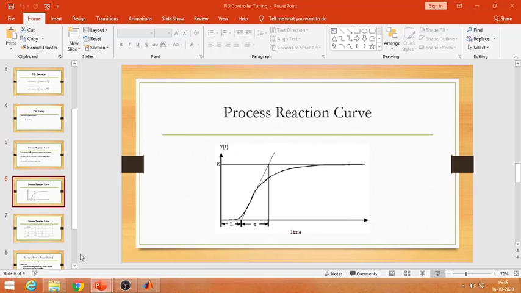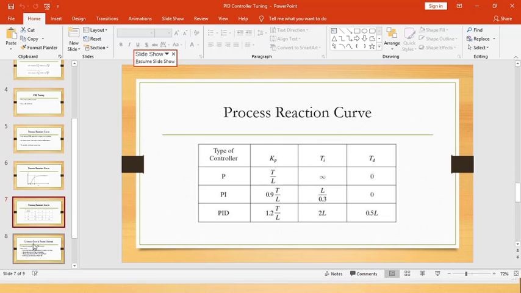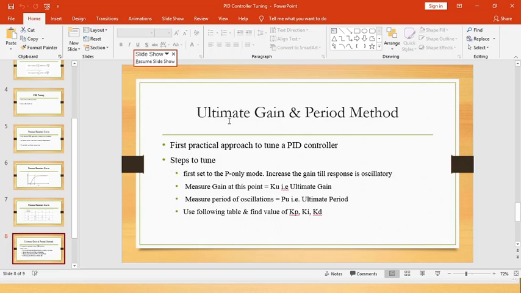So what we have covered, yes, we have made use of this table. In the next video we will check out the ultimate gain and the ultimate period method.